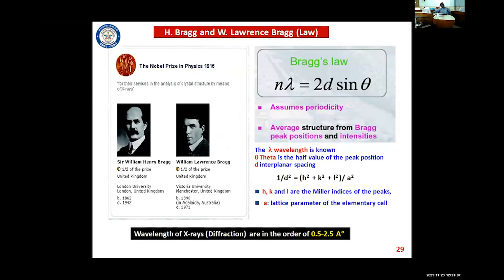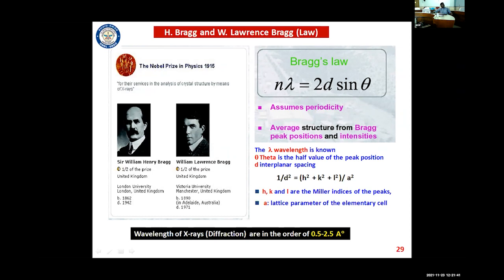Actually, the phenomenon of X-ray diffraction by crystals was discovered by father and son, Henry Bragg and William Lawrence Bragg. They got the Nobel Prize in 1915, and they also discovered the characteristic X-rays which are used to determine the crystal structure of materials by X-ray diffraction. These two, father and son, derived the simple law, which is Bragg's law: n lambda is equal to 2d sin theta.